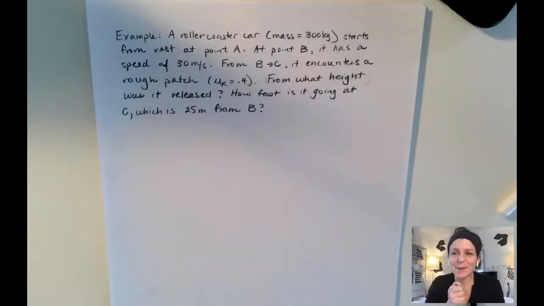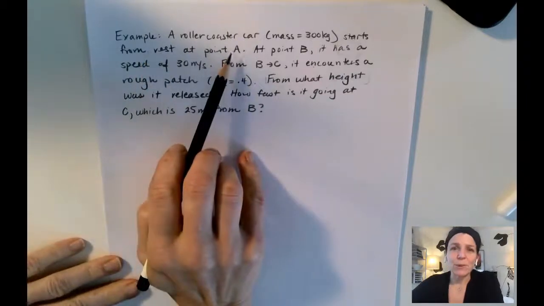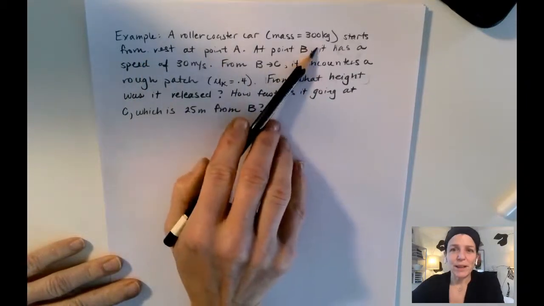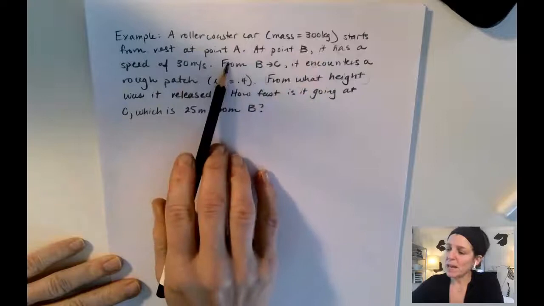Hi everybody, here's the quick video that I promised you for the problem we didn't really get to work totally out in class. So here's the problem, I wrote it out. A roller coaster car, mass 300 kilograms, starts from rest at point A.